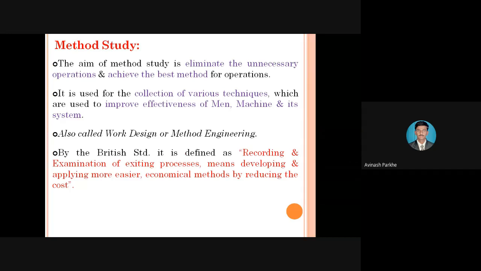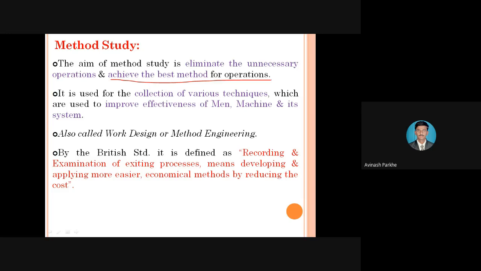Already we have discussed it, but once again we will discuss it within 5 minutes and then we will stop. Okay, method study. The aim of method study is to eliminate the unnecessary operations and select the best method for the operation. Eliminating unnecessary operations means that from the existing manufacturing process we have to eliminate some unnecessary operations and develop a more economical and best method for further operation.